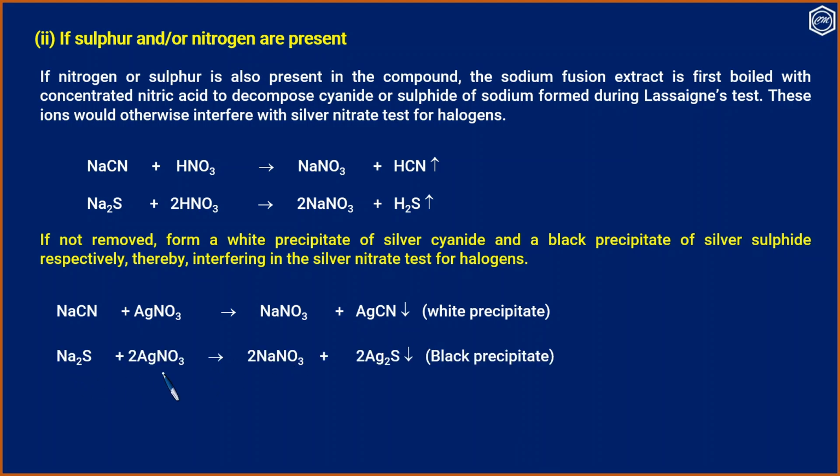Similarly, sodium sulfide reacts with the silver nitrate giving silver sulfide, that is a black precipitate. So we do not get the white precipitate or pale yellow precipitate when silver nitrate is added.